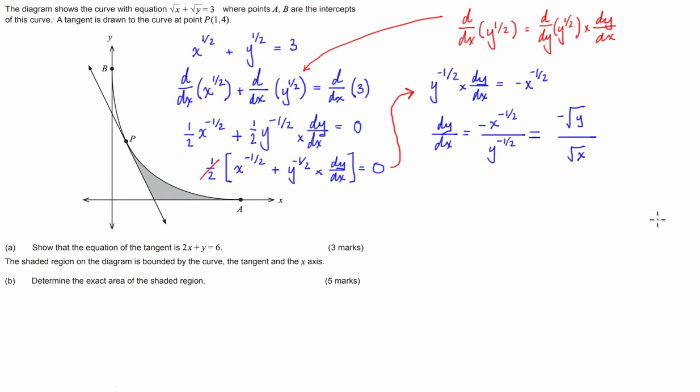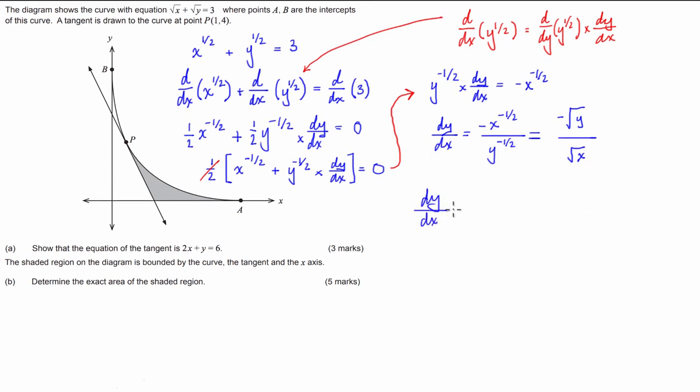So now to find the gradient of that tangent line at the point P, we have the derivative now. We've got to evaluate the derivative at this particular point. So from here I'm just going to sub in my point (1, 4) into my derivative, which I've just calculated. So I'm going to have dy/dx evaluated at the point (1, 4) is going to be equal to the negative square root of 4 over the square root of 1, which is equal to negative 2.